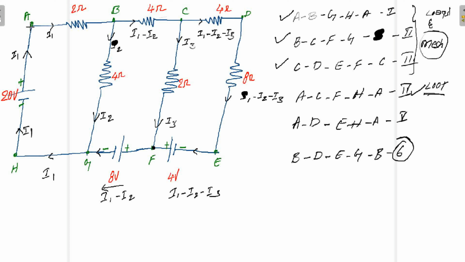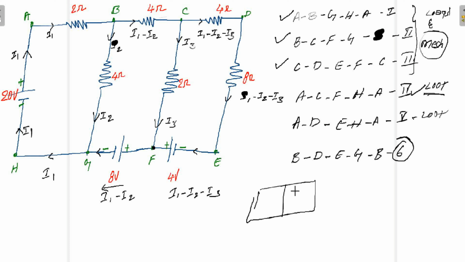Next one is A, D, E, H, A. It is a loop, including individual loops 1, 2, 3 and some other loops also. Next, B, D, E, G, B. If I start from this section, B, D, G, B, this loop includes two individual loops.